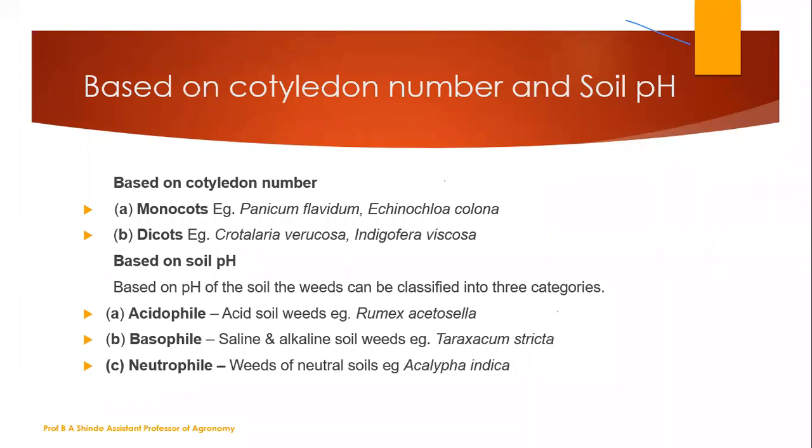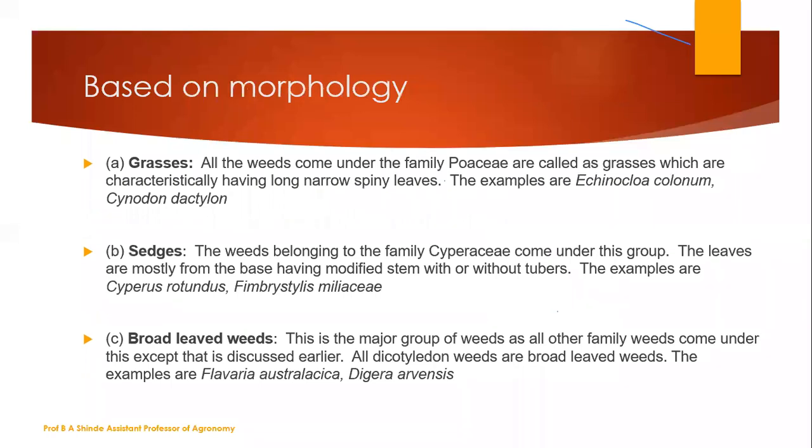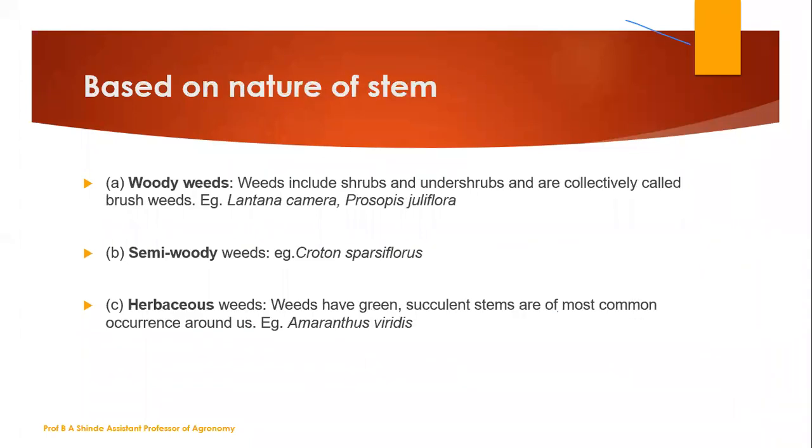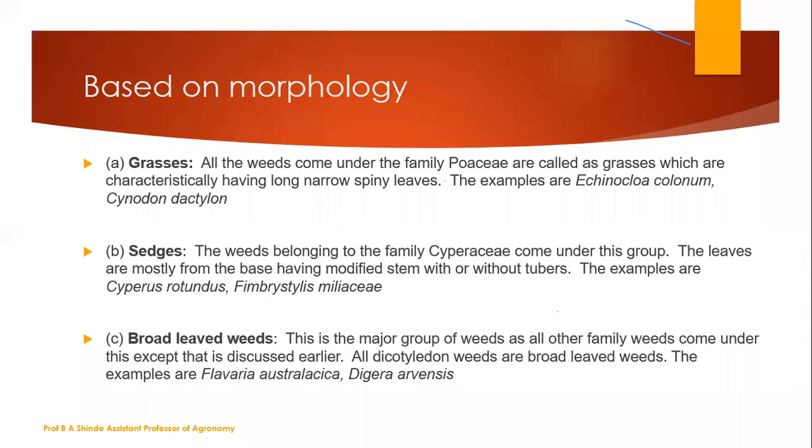In the basophil soil, like the saline or alkaline soil, the weed observed is Taraxacum stricta. Neutrophil weeds are those observed in neutral soil, like Calotropis indica. Then another classification is on the basis of the morphology of the weeds: the grasses, the sedges, and the broadleaf weeds, based on the morphology.